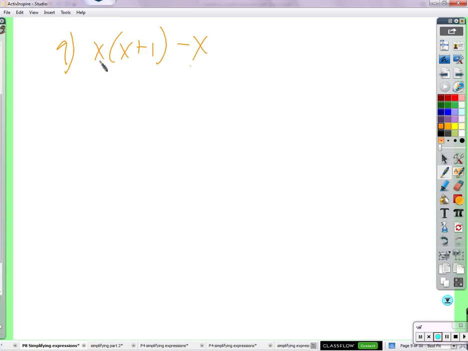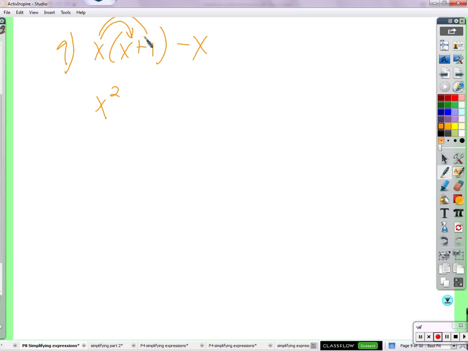X times x. We're distributing this x. So what's x times x? X to the second. X times x is x squared, like 5 squared is 5 times 5. X squared is x times x, so going the other way, x times x is x squared. But what if the x in the parentheses already was squared? Let's set that up in just a second.